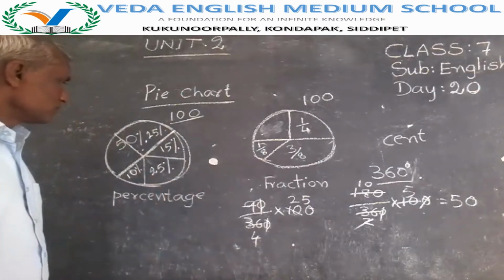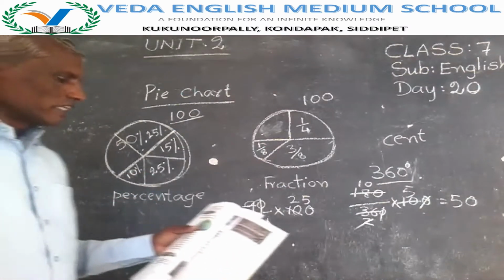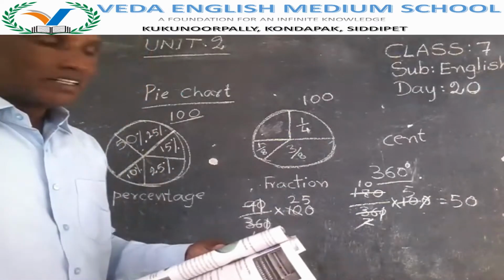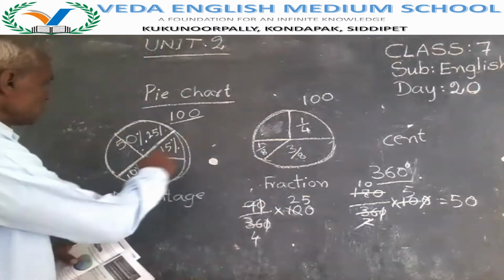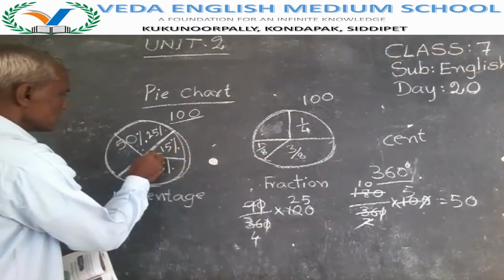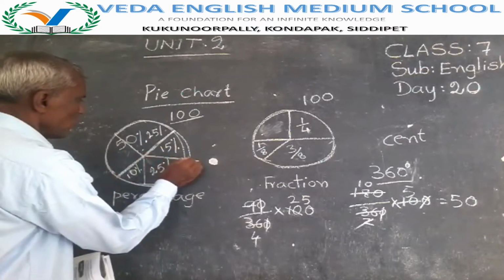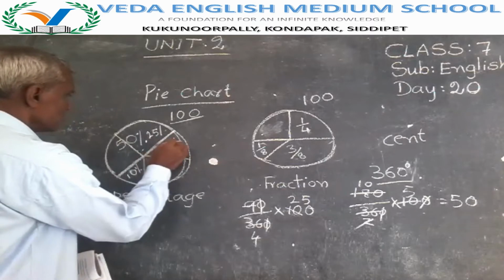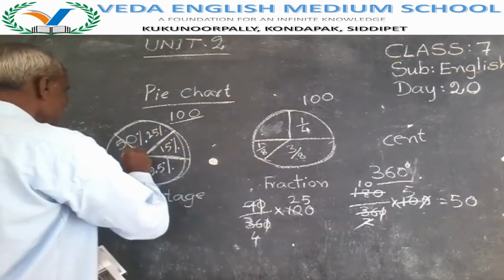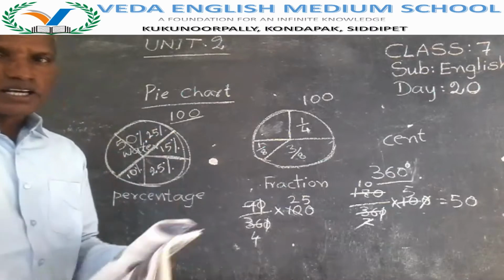For example, now here in the picture, what is shown here? Water is 65%. That means what? Now you can see here, this is 50%, this is 15%. So this is completely water. This is the water, 65% of water, because 50 plus 15 is 65. This is completely water.